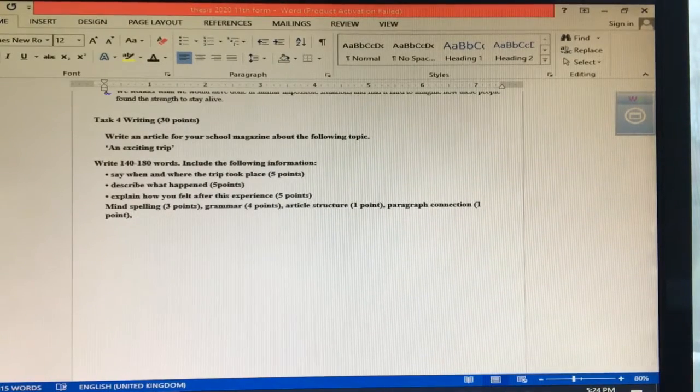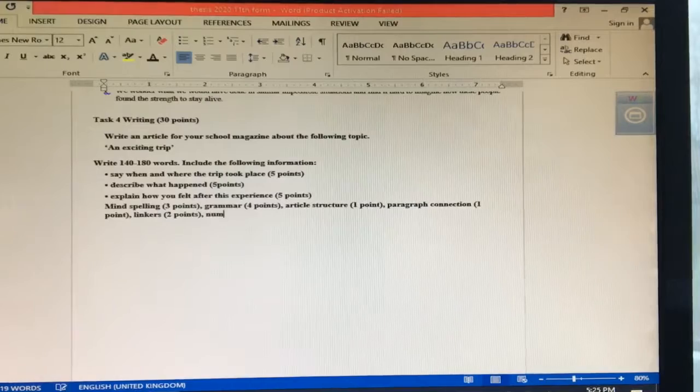Next, we give points for linkers, because I pay attention to a lot of linkers, and then have 2 points for linkers, and they know that it is 0.5 for 1 linker, so they need to use at least 4 linkers.